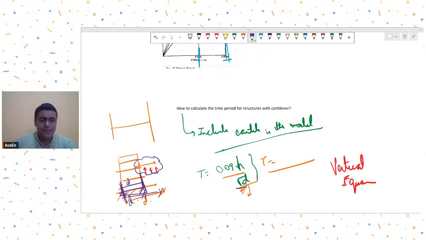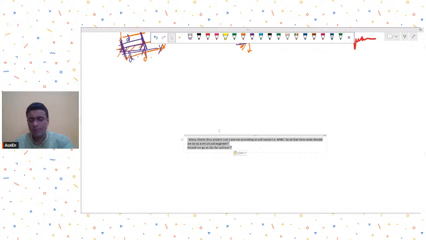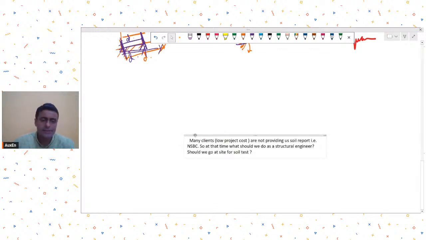Then the next question is from engineer Gulam Jilani. He is from Indore. He is a working professional. He is saying many clients in low cost projects are not providing us a soil report. Yeah, so this is a genuine doubt and a genuine problem structural engineers face.